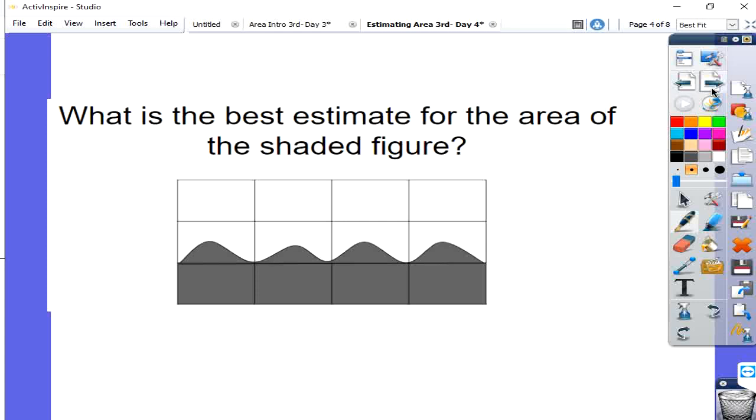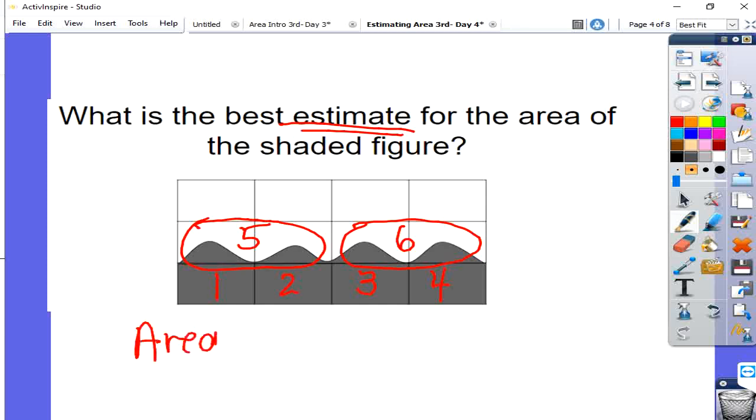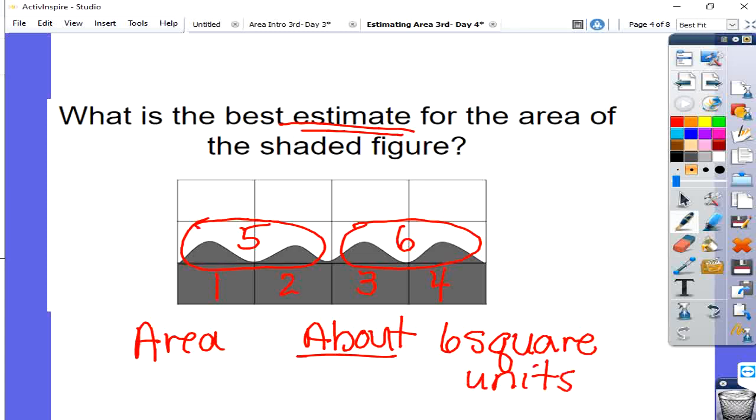What is the best estimate? Remember, we're estimating because it's not going to be exact. So what we're going to do is first count the number of exact full squares, which is 1, 2, 3, 4. And then we're going to see if we can combine some of these parts to make about a whole. Remember, it's not going to be exact. We're just going to make a good guess. So I think I can put these two parts together to make a full whole. And these two parts together will make just about a full whole. So our area is about, remember, about because it's not exact, 6 square units. Okay? All right, let's take a look at another shape.